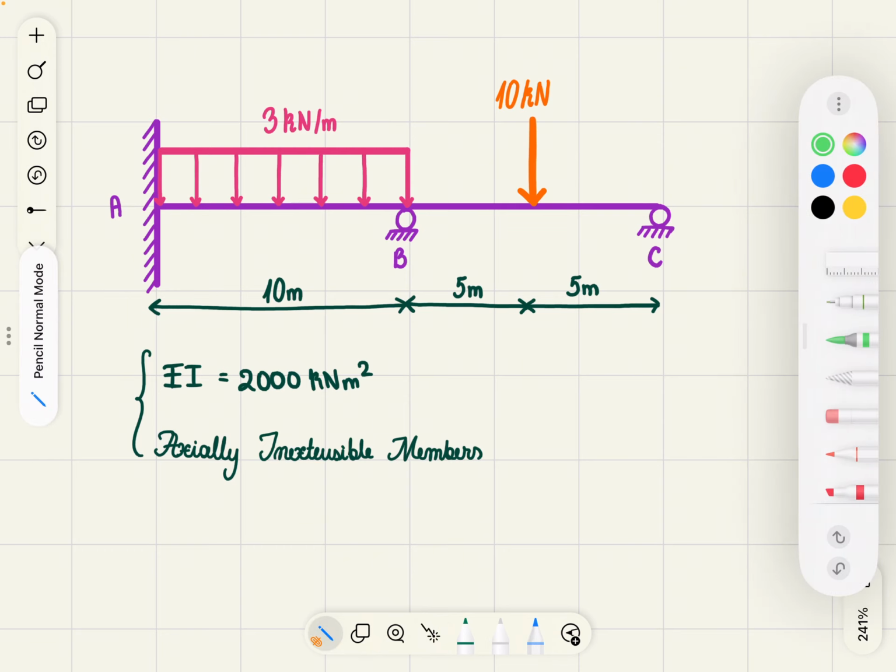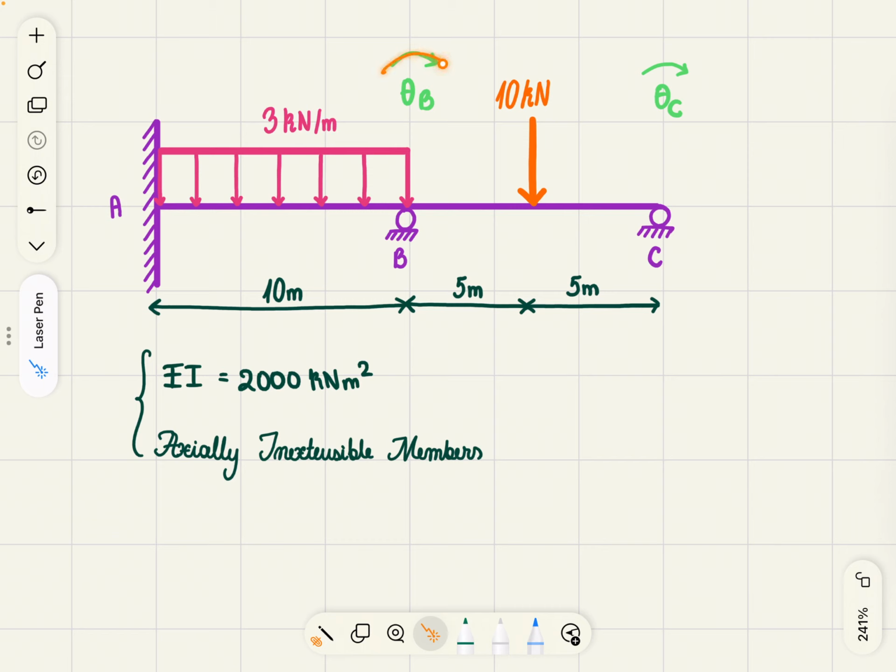So we can write this down as theta B and theta C. We are going to assume the direction is positive. So assuming clockwise rotation at node B and C means that in our calculation, if we get a positive value of theta, then it's clockwise. But if we get a negative value of theta in our calculation after the slope deflection equations, then it's actually anti-clockwise. So next up, what we need to do is draw the end member moments.